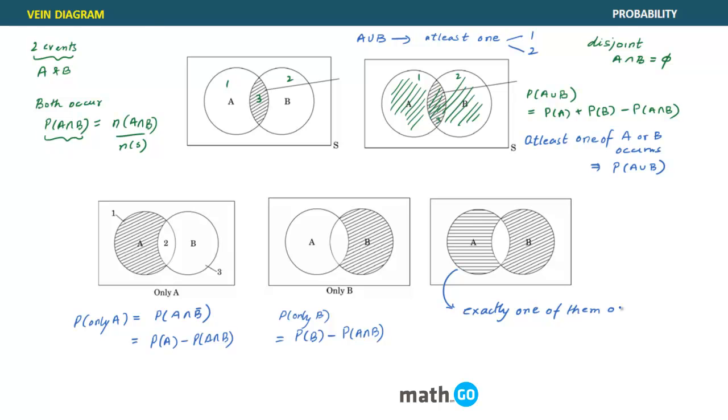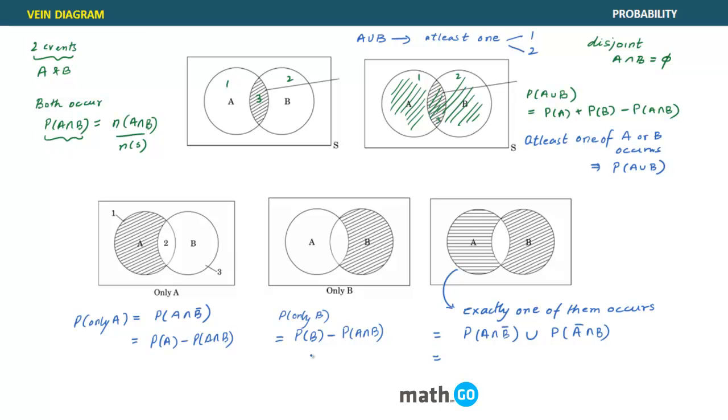Exactly one of them occurs. That means both do not occur. That is why I have left this region. So this is written as probability of A intersection B bar, that is only B, union or plus, you can say, probability A does not occur but B occurs, right? This is what is meant by this.